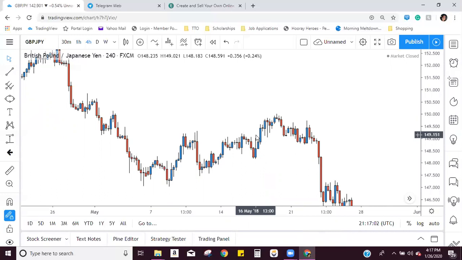And the best way to find it, if it's a head and shoulders, again, higher high, higher high, lower high. If it's an inverted head and shoulders, again, lower low, lower low, higher low.